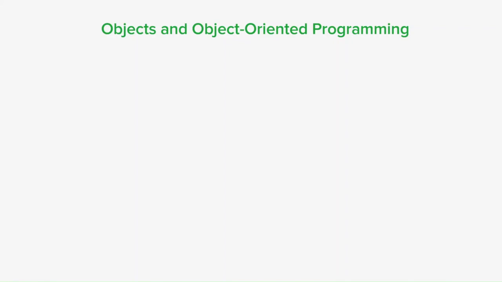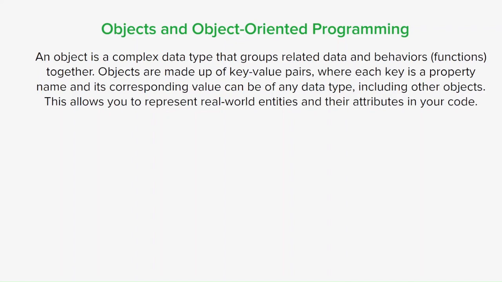So next up we have objects and object-oriented programming, and they are core concepts of JavaScript and many other programming languages. They provide a way to model real-world entities and their interactions in your code. An object is a complex data type that groups related data and behaviors together. Objects are made up of key value pairs, where each key is a property name and its corresponding value can be any data type, including other objects, and this allows you to represent real-world entities and their attributes in your code. So here's an example of an object representing a person.